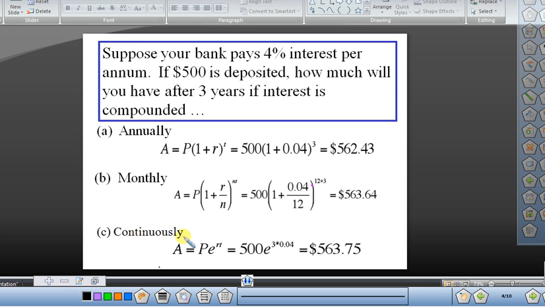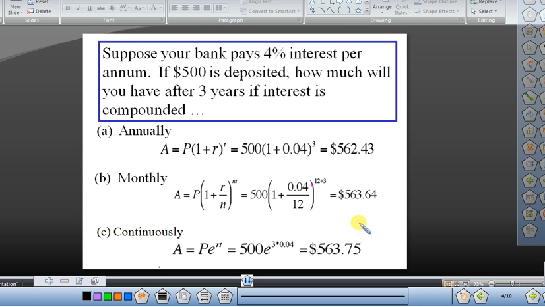And finally, compounded continuously, you see that the amount earned is equal to the principal times E raised to the 3 times 0.04 power. And again, this one is probably the easiest of the three, as I mentioned earlier, because you don't have to worry about that order of operations. You just do it. Alright, you'll notice also that there's very little difference between these amounts.